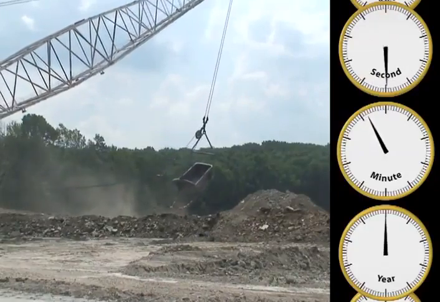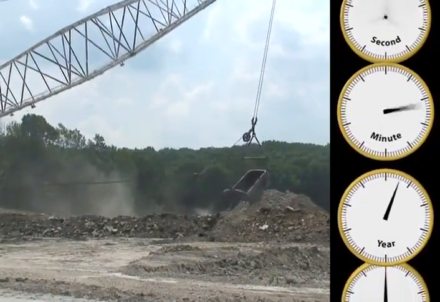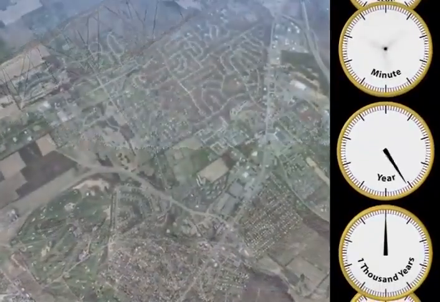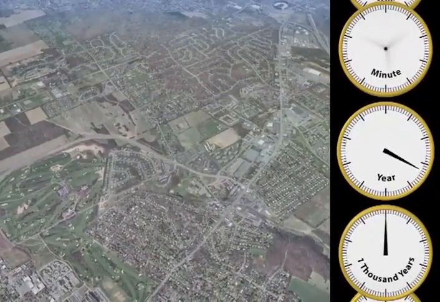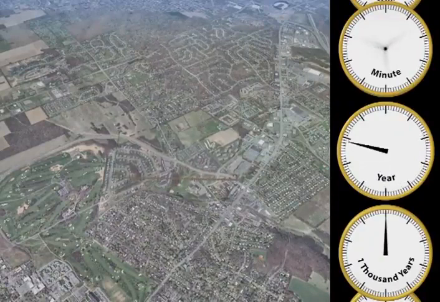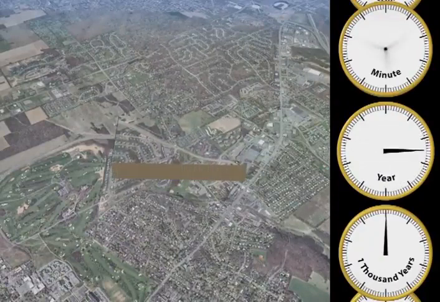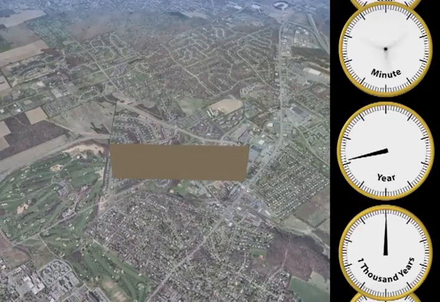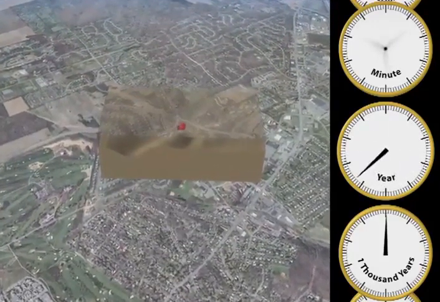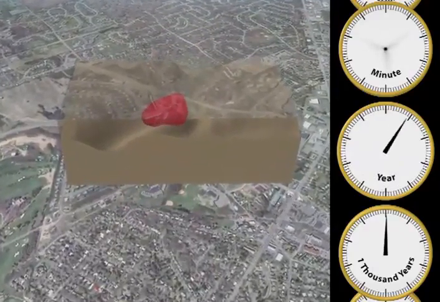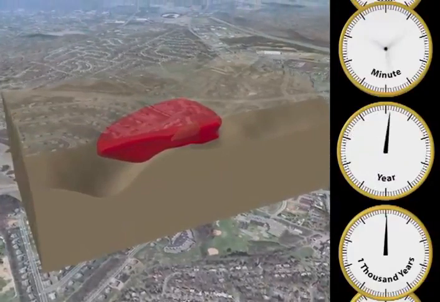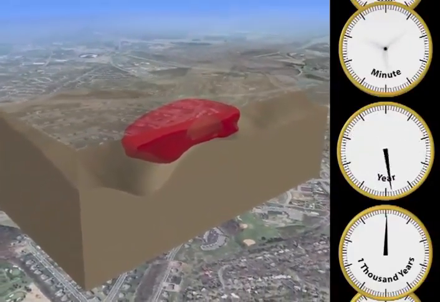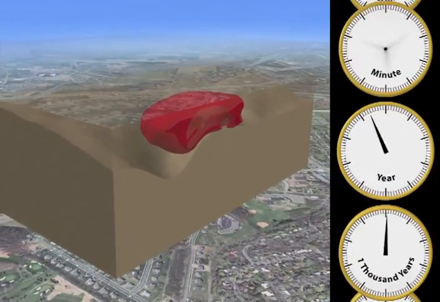Okay, so now we need to go faster. Let's speed things up about 100,000 times so we can watch what happens over years. Once pollution is released, it can move quickly in streams, lakes, oceans, or slowly in water underground. This red plume of pollution takes years to move through the ground. But even though it moves slowly, sometimes it can be a big problem because it's hard to see where the pollution is.